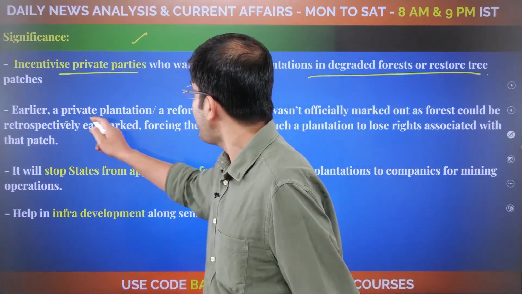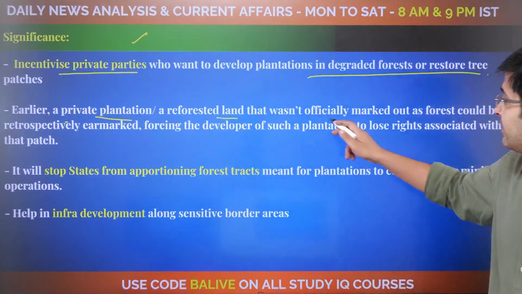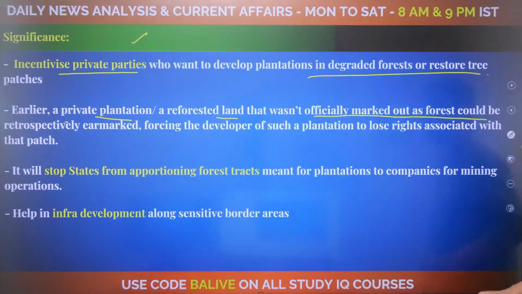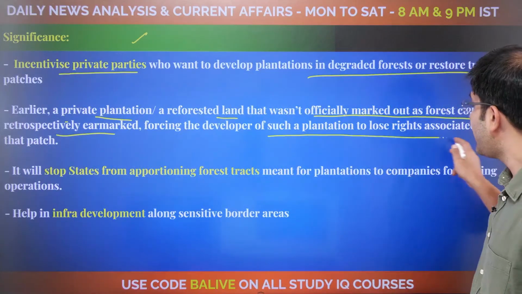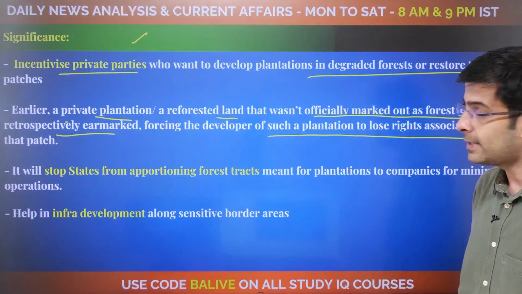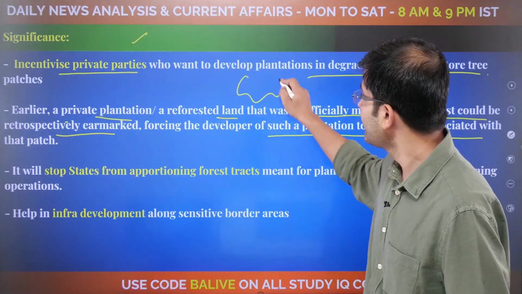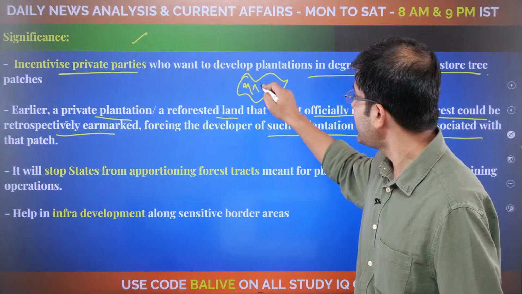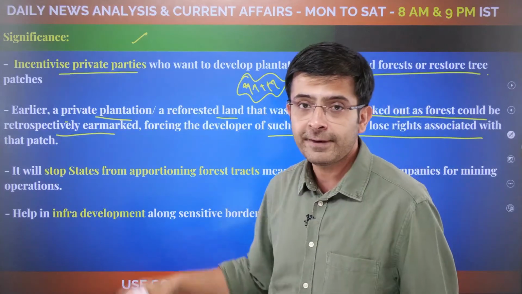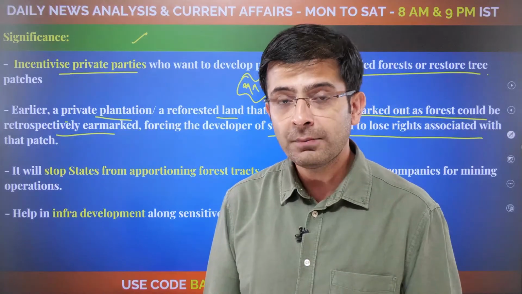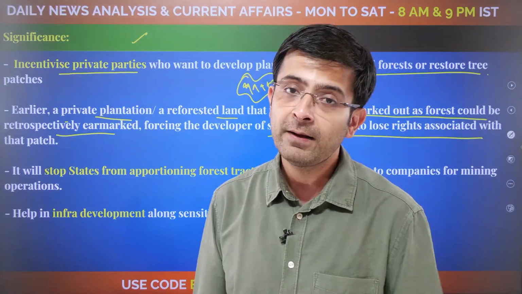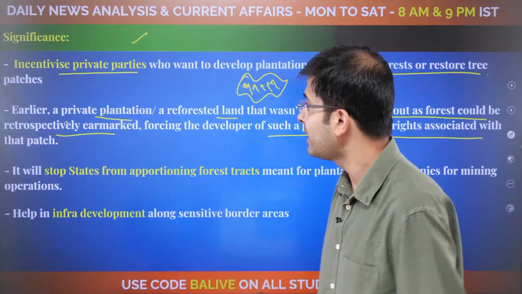All right. Earlier, a private plantation or reforested land that wasn't officially marked out as forest could be retrospectively earmarked, forcing the developer of a plantation to lose rights. Do you realize this? Suppose you had ancestral land, a fully forested orchard, with teak and everything there. And then one fine day the forest department, the DFO, comes and says, you know what, now this is going to be forest land from a back date such and such year. You lose your rights. How are you going to feel? So this is the problem that is being looked to address here.